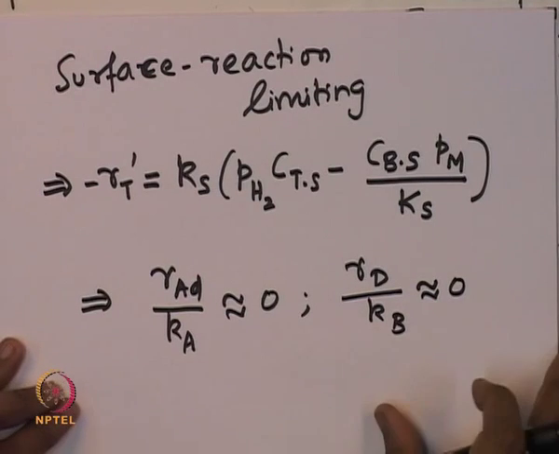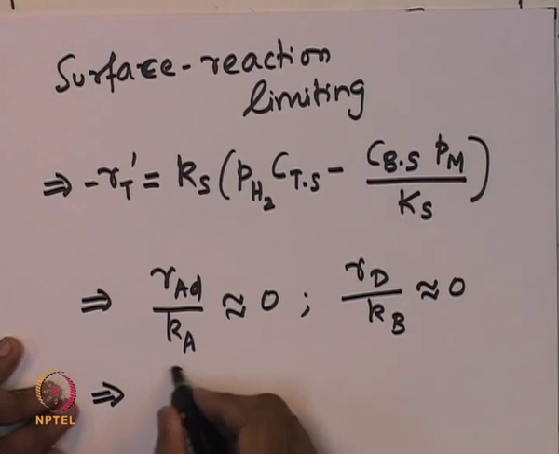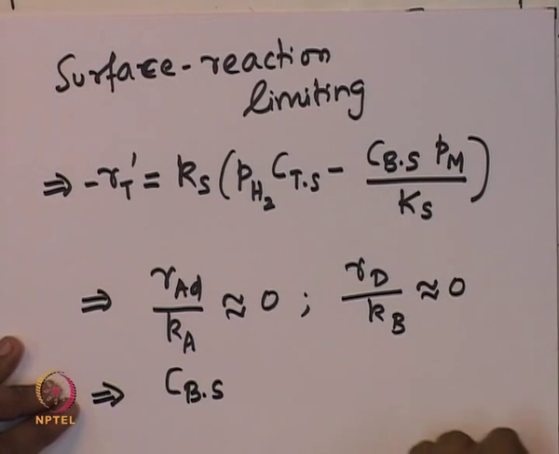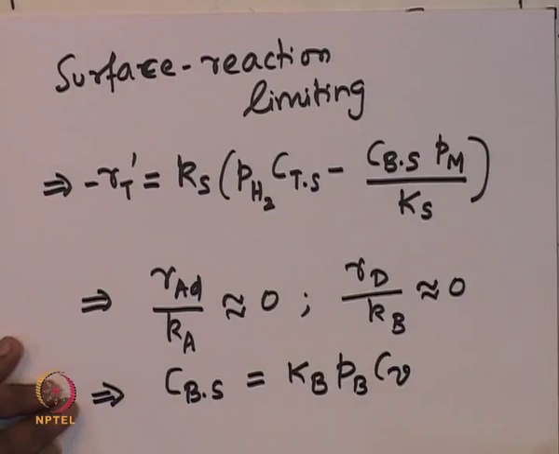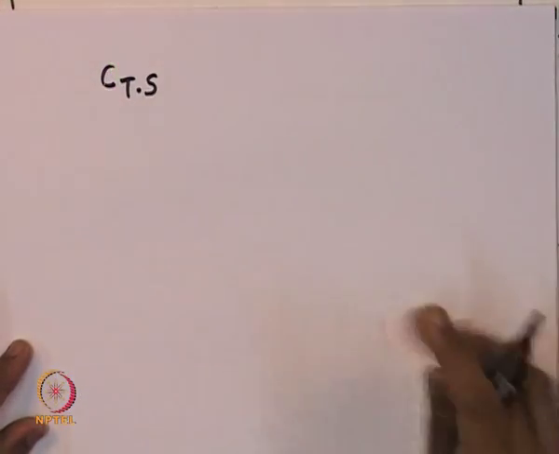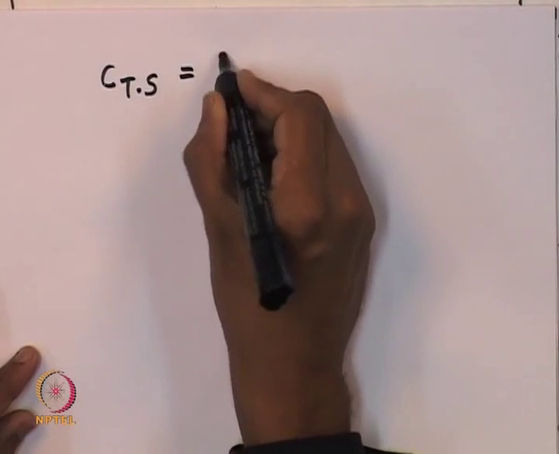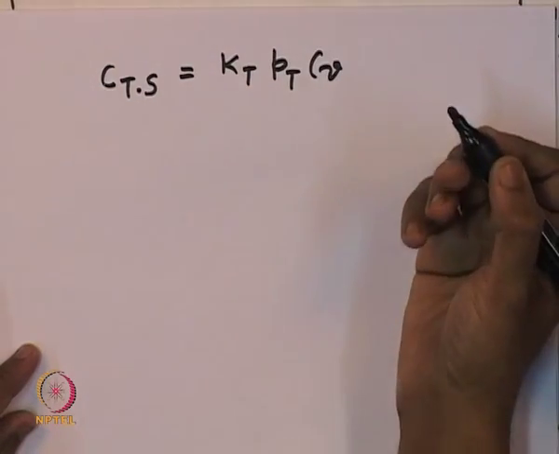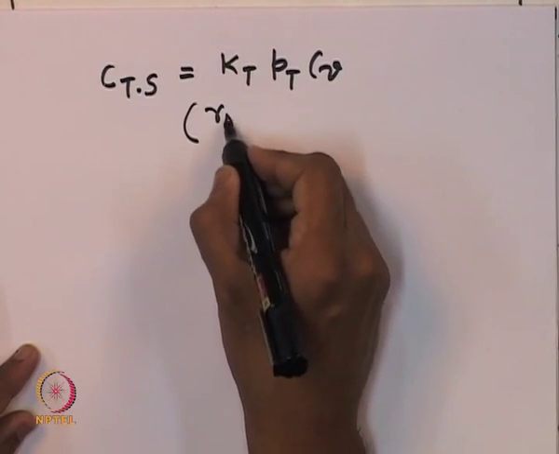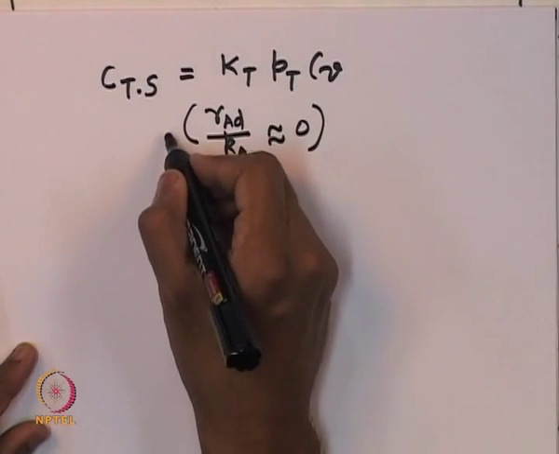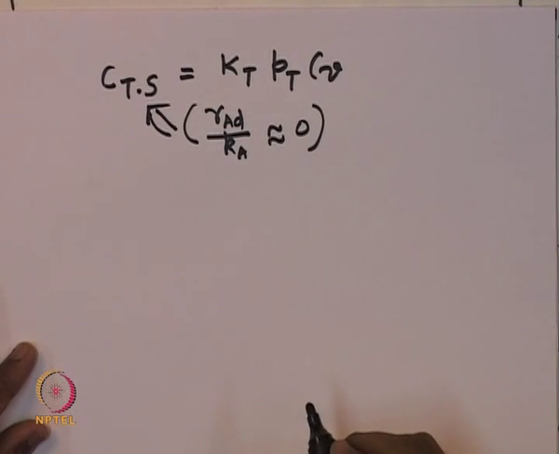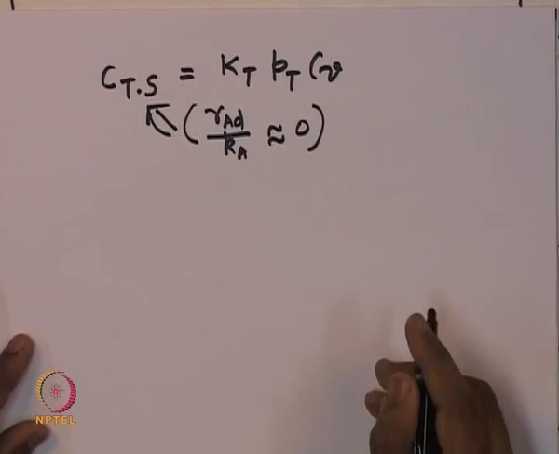Okay. Now, from this, we can actually deduce that the concentration of the benzene which is adsorbed to the vacant sites is actually equal to Kb, Pb into Cb. Similarly, the concentration of the sites on which toluene is adsorbed is actually given by Kt, Pt and Cv. So, this is obtained by setting up this particular equivalence, by setting R adsorption divided by Ka to be approximately 0. Now, in addition to this, the total number of sites in a given catalyst is approximately constant.